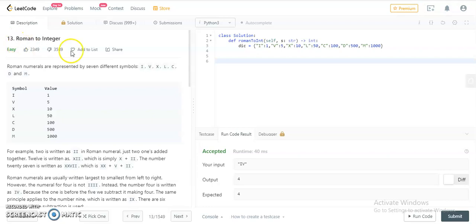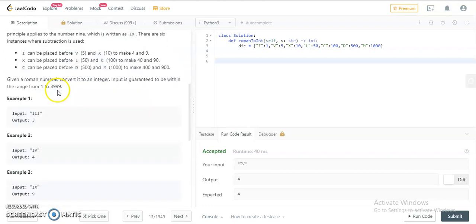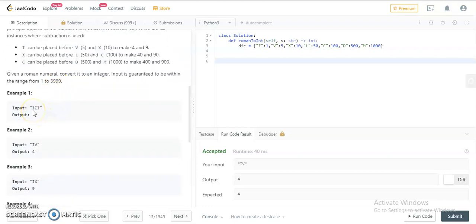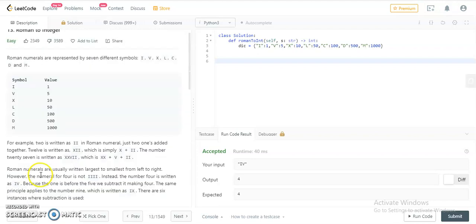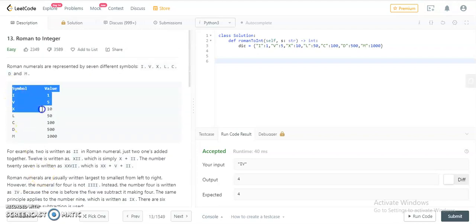In this problem, we are given a Roman representation of an integer, and we need to convert it into the integer. For example, we are given III, that is 3. Here we are given IV, that is 5 minus 1, that is 4, and so on. I hope you are all familiar with these simple representations. If not, please look at them. 1 is represented by I, 5 is V, 10 is X, 50 is L, and using all these we make our Roman representation.